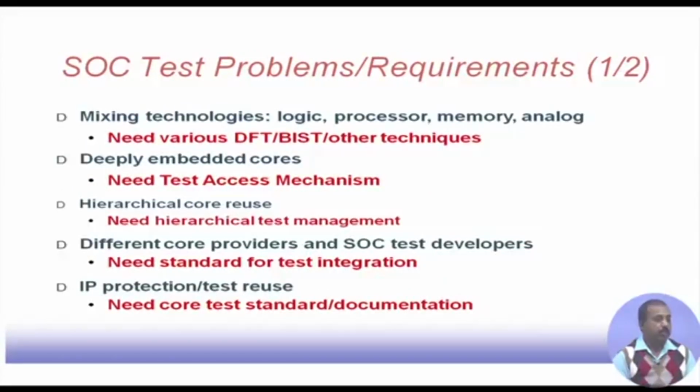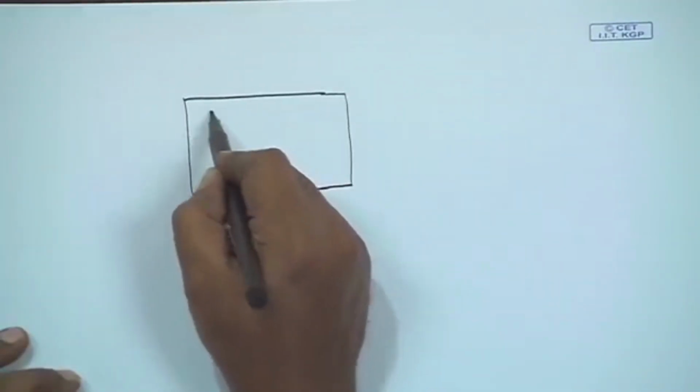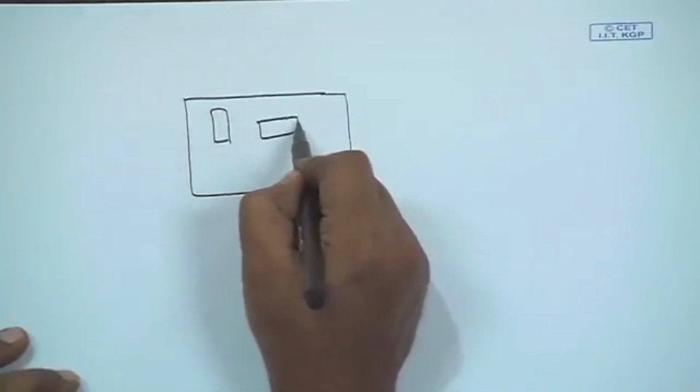So, what are the SOC test problems or requirements? First of all, what is SOC? System on chip based design is a step ahead of board level design. As I have told, in a board level design, we get different chips from different vendors and we integrate them on a board. Now, if I have a board, then maybe on this board I have put a number of chips, and these are various chips that we have.